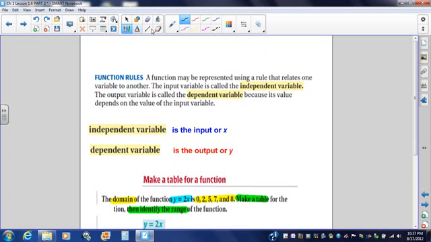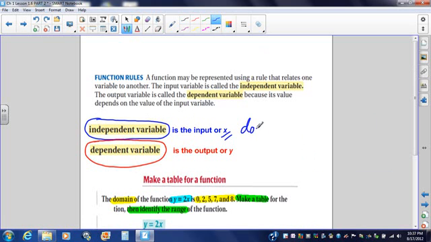If you would, please add these two vocabulary words to your spiral. Independent variable and dependent variable. Please add those to your spiral. The independent variable is the X, or you can impress me with your math knowledge and say X is known as the domain. Very good. The dependent variable is the Y, or the range. Your answer is going to depend on what number or numbers you put in.